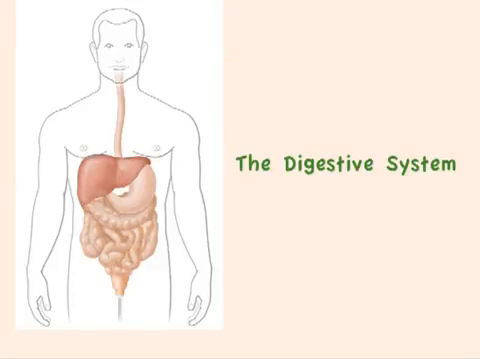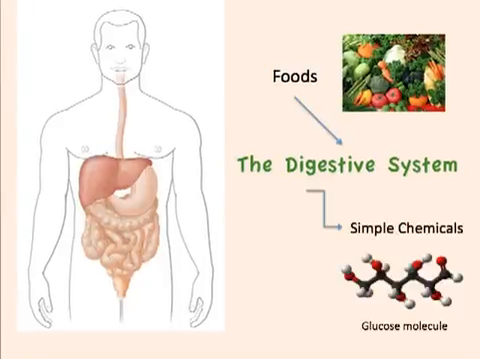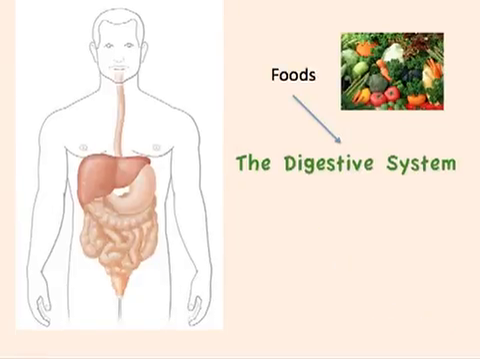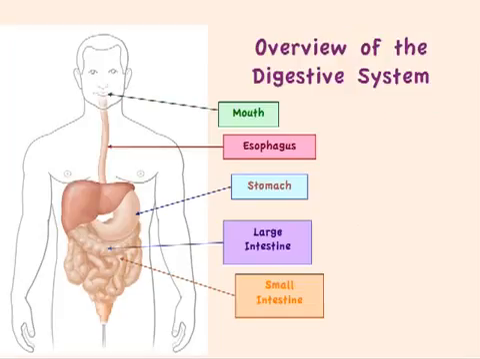You might be wondering how our body processes all the foods we eat and turns them into simple chemicals, such as glucose, that our cells can use. The digestive system is where the foods we eat are broken down, nutrients are absorbed, and wastes are excreted.